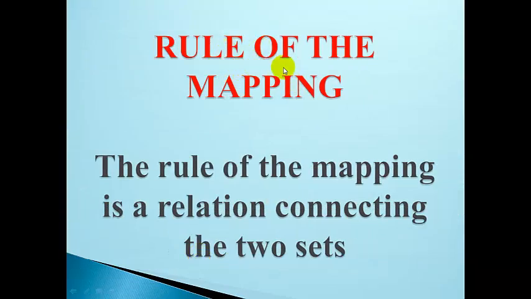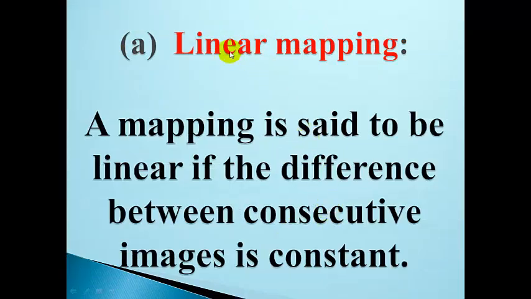Now, the rule of the mapping. The rule of the mapping is a relation connecting the two sets. Now we have the linear mapping. A mapping is said to be linear if the difference between consecutive images is constant.